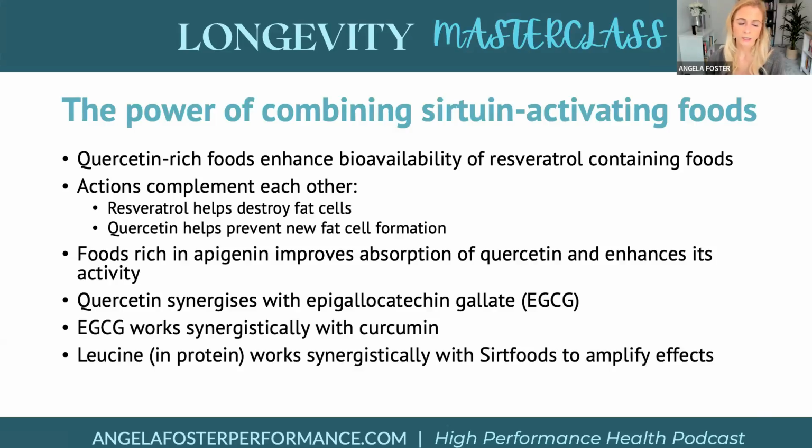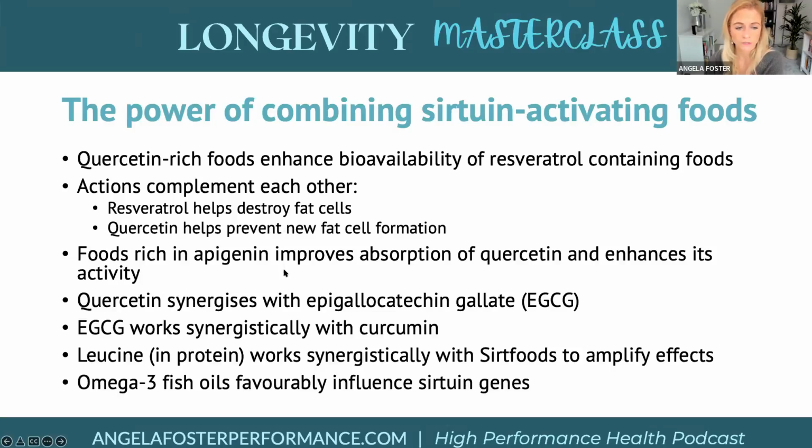Leucine in protein. Now, if you've done my programs, you'll know that I talk about leucine because to trigger muscle protein synthesis, we need to get 30 to 50 grams of protein in any one meal. However, we need about 2.5 to 3 grams of leucine. That's the important essential amino acid to be able to trigger that. And that works synergistically with SIRT foods to enhance their effects. So you could have a really nice salad with some olive oil, with some chicken or fish. Again, it's going to be really helping to increase your longevity.